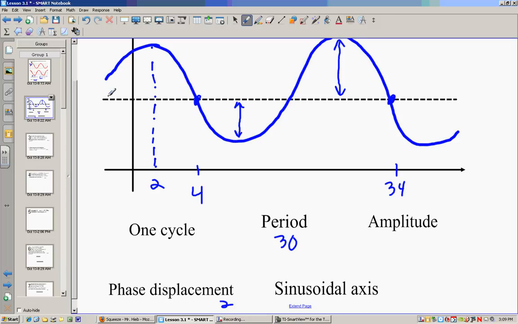Now my sinusoidal axis, that's a line that divides my graph right in half, and it's going to have some sort of symmetry with our sines and cosines. So here's our sinusoidal axis. Let's say this started up at y equals 5. So my sinusoidal axis is y equals 5.